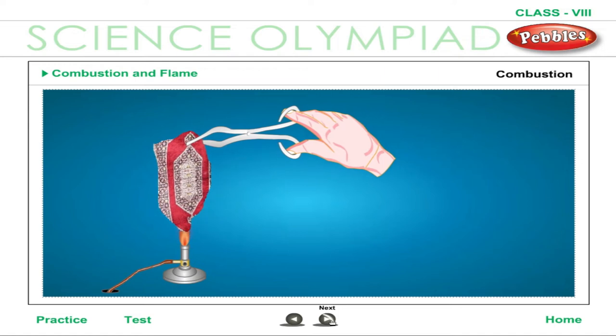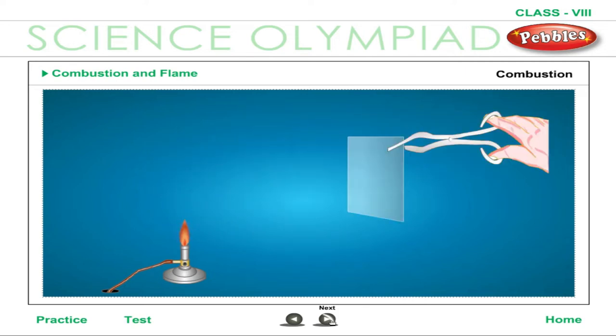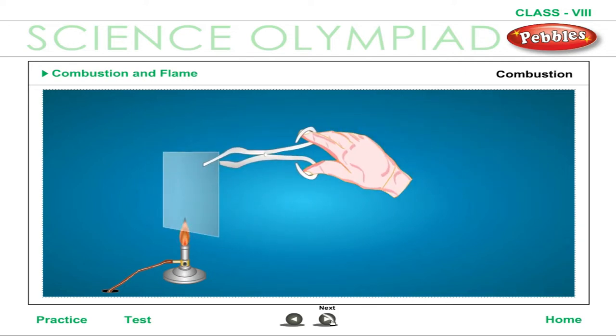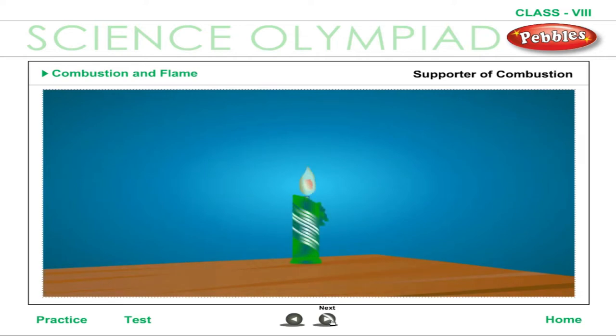Combustible substances. When paper, cloth or wood comes into contact with fire, it burns. They are combustible. Try to do the same with a spoon, a glass piece or water. They do not catch fire and hence are non-combustible. Substances which burn when brought into contact with fire are called combustible substances, and those which do not burn are said to be non-combustible.